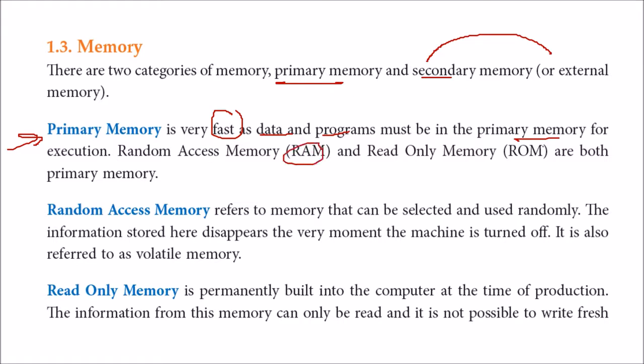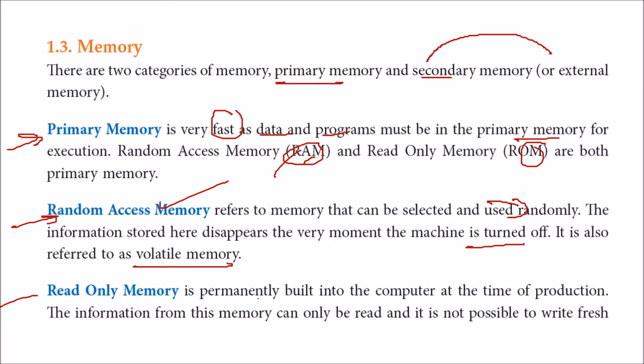RAM and ROM, random access memory and read-only memory, are both primary memory. Random access memory, or RAM, refers to memory that can be selected and used randomly. The information here is lost when the machine is turned off or the power is turned off. This is why it is called volatile memory.